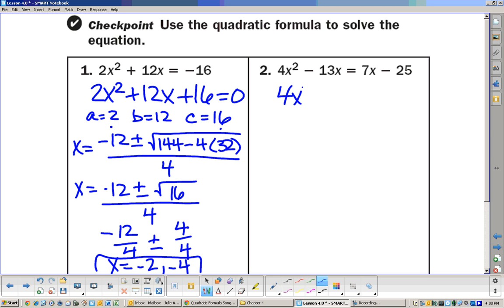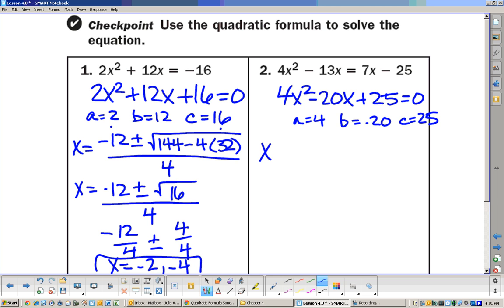Number 2, I have 4x squared. I have to get this in standard form, so I'm going to subtract a 7 to make this negative 20x, and then add a 25 to get it equal to 0. So my A is 4, my B is negative 20, my C is 25. So let's see, x equals the opposite of B plus or minus the square root of B squared, which would be 400, minus 4 times A times C, which is 400, all over 2A.